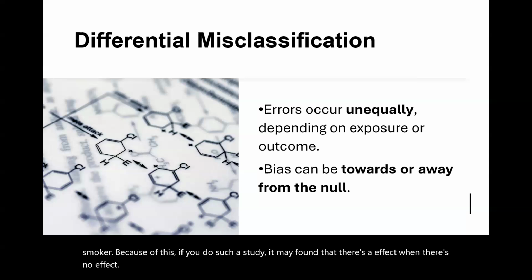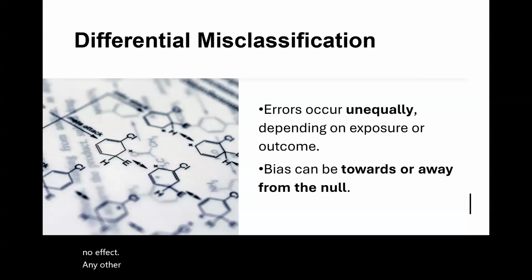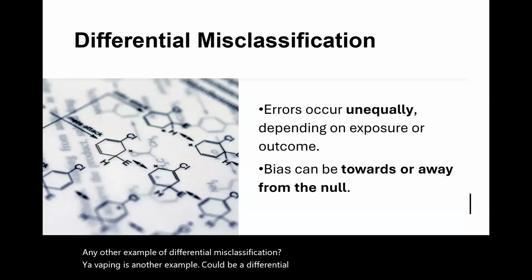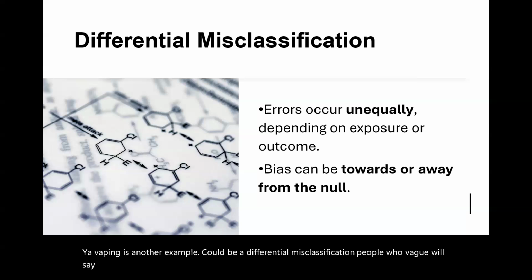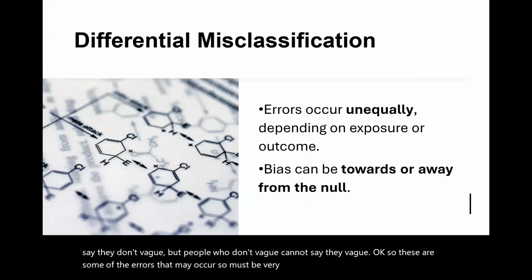Any other example of differential misclassification? Vaping. Yeah, vaping is another example. It could be a differential misclassification. People who vape will say they don't vape, but people who don't vape cannot say they vape. So these are some of the errors that may occur. So we must be very careful.